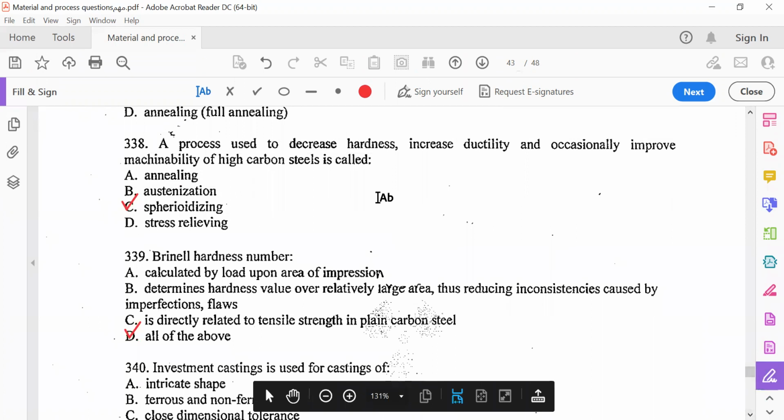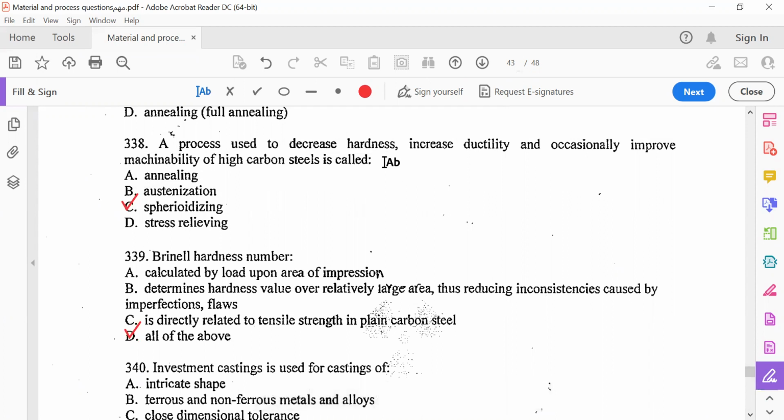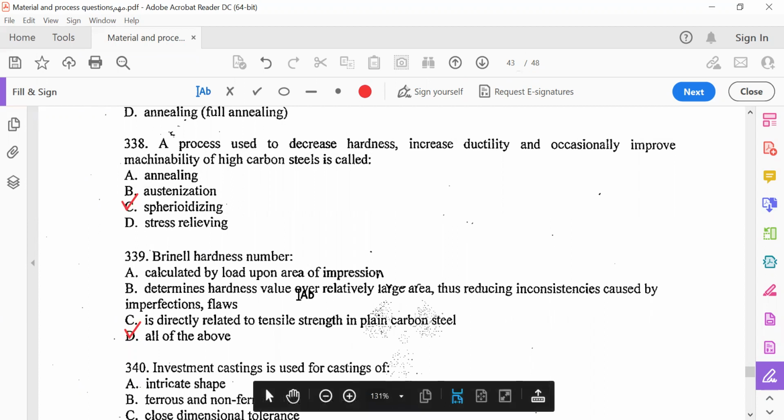A process used to decrease hardness, increase ductility, and occasionally improve machinability of high carbon steel is called spheroidizing. Brinell hardness number, calculated by load upon area of impression, determines hardness value over a relatively large area, thus reducing inconsistencies caused by imperfections and flaws. It is directly related to tensile strength in plain carbon steel. It is related, not equal, but related. All of the above.